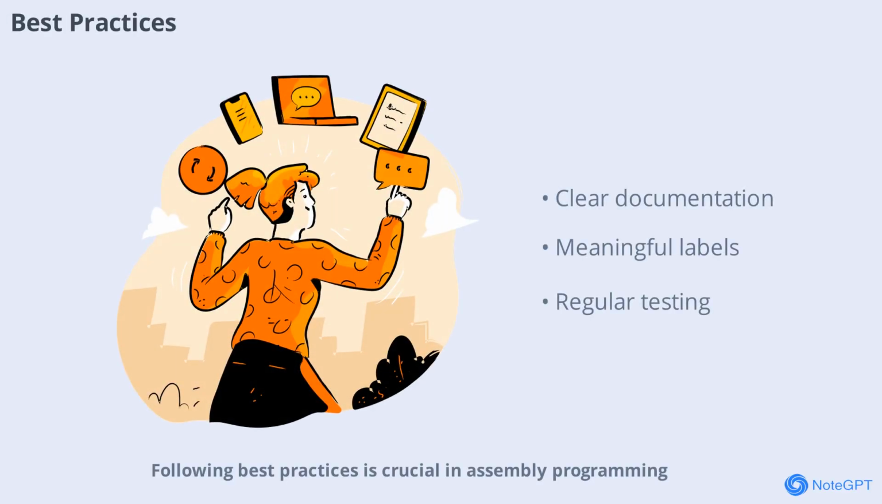Following best practices is crucial in assembly programming. This includes writing clear and well-documented code, using meaningful labels, and organizing code logically. Regularly testing and debugging your code helps catch errors early and ensures your programs run smoothly and efficiently.